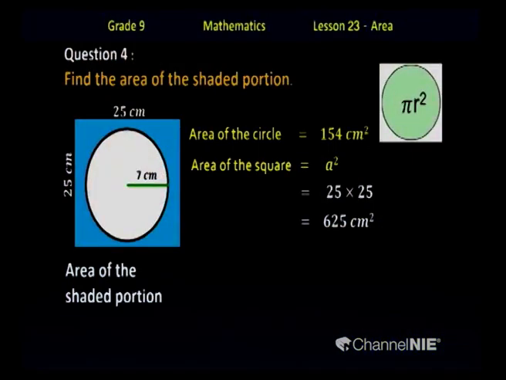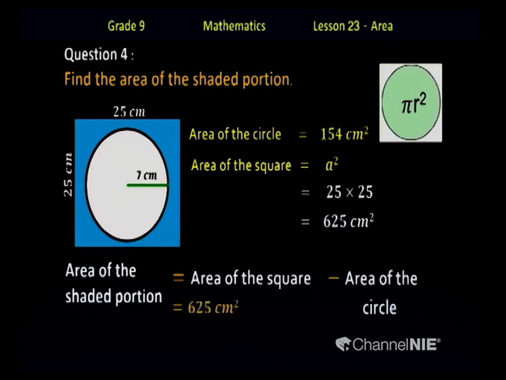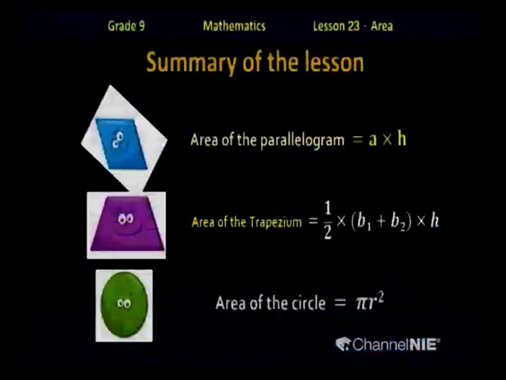Now you have enough information. You found them. Then get the area of the shaded portion. What is the method? Subtract the area of the circle from the area of the square. Then the answer you can get is 625 subtract 154. The answer should be 471 square centimeters.